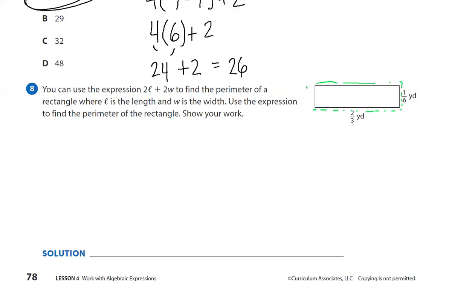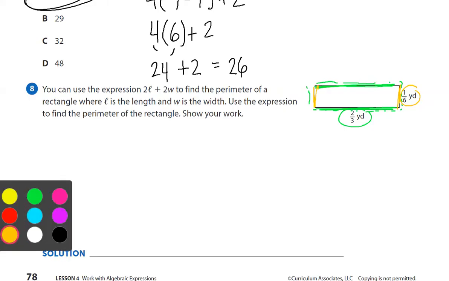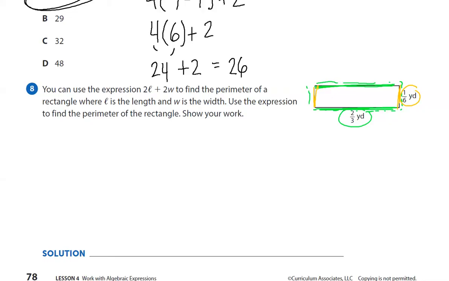So that's why we're doing 2 times each, because this side is 2/3 yard times 2 for this side. And then this side is 1/6 of a yard times 2 to get this side. Okay, so use the expression to find the perimeter. So we need to plug this stuff in. We've got 2 of the length, and the length is 2/3, plus 2 of the width, and the width is 1/6.